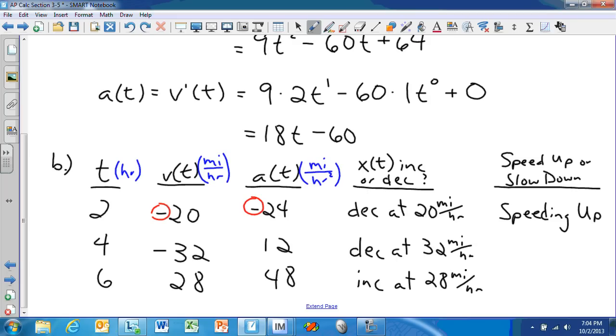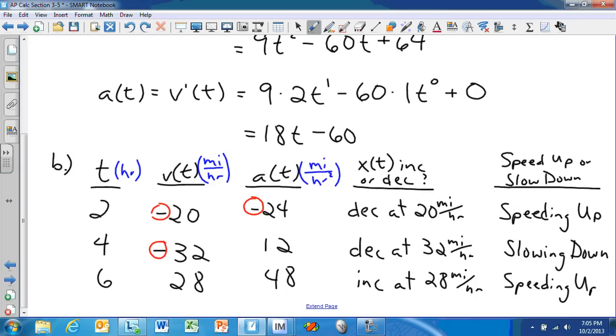Okay? And then look at the next one here. At t equals 4, I can see that the velocity is negative, but the acceleration is positive. They have opposite signs, so that means we are slowing down. And for the last one there, I can see that they are both positive. They have the same sign at t equals 6. That means that this thing is speeding up.